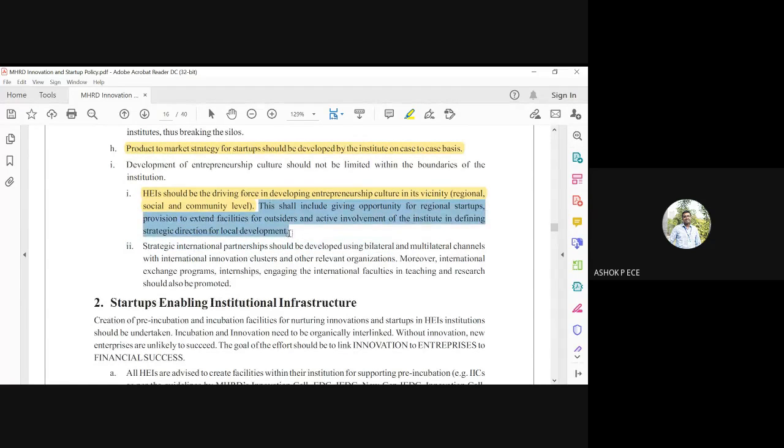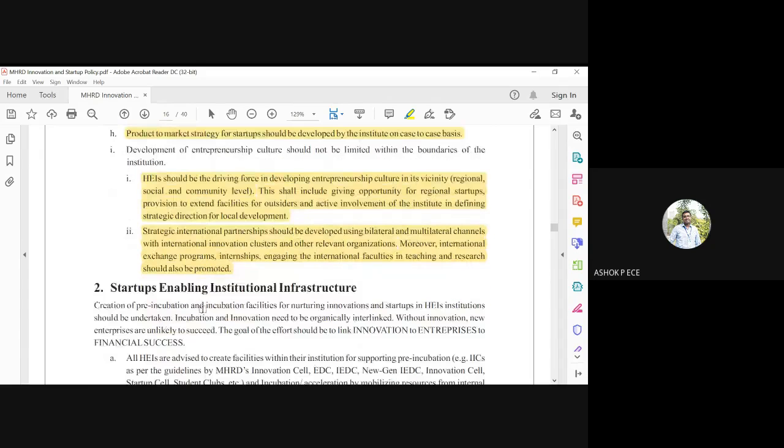Strategic international partnerships can also be formed using bilateral and multilateral international innovation clusters and other organizations. You can explore all possibilities, and international innovation cluster partnerships can also be formed with government approval. Moreover, international exchange programs like internships should be promoted so the students can visit abroad and learn what technology is currently being used by that country. They will have good technical exposure. So we'll stop here.